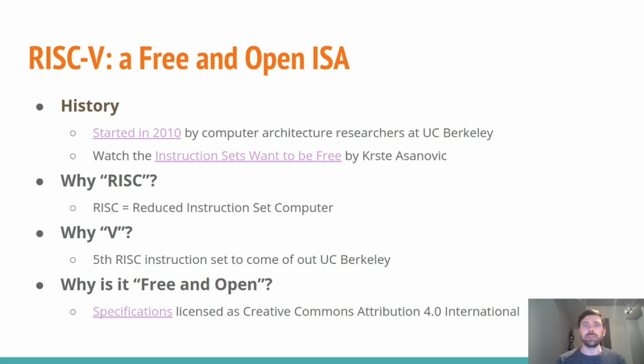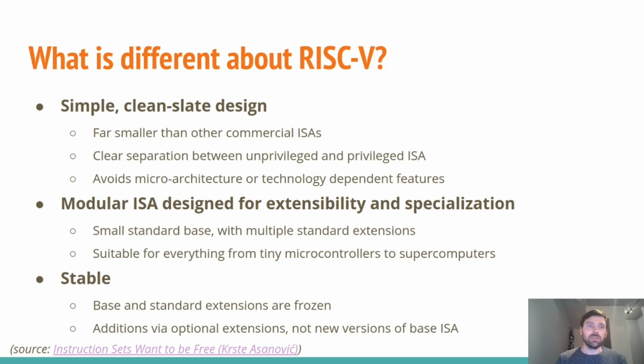This started about 10 years ago by computer architecture researchers at UC Berkeley. The professor that started the project has a great talk called Instruction Sets Want to Be Free that I recommend checking out. Sometimes people ask me, what's the V? This is actually the Roman numeral 5 because it's the 5th RISC instruction set to come out of Berkeley. And why do I say it's free and open? This is because the specifications for RISC-V are licensed under a Creative Commons Attribution license, which is considered an open source license.